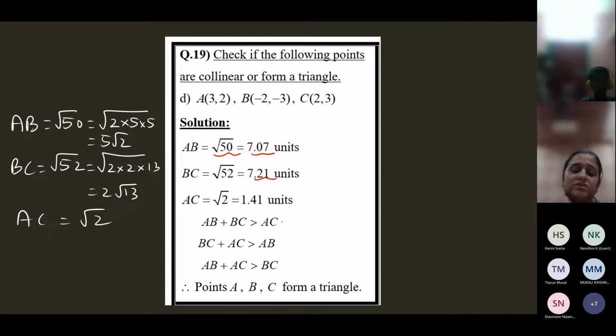So you will see that all these are true. AB plus BC is greater than AC. The sum of any two sides will always be greater than the third side. So the points form a triangle.